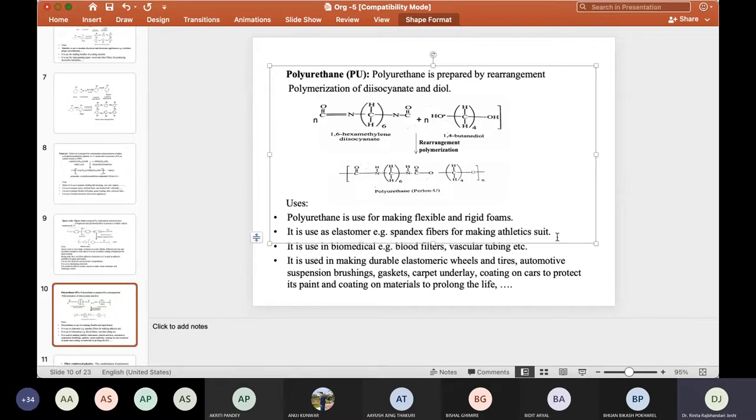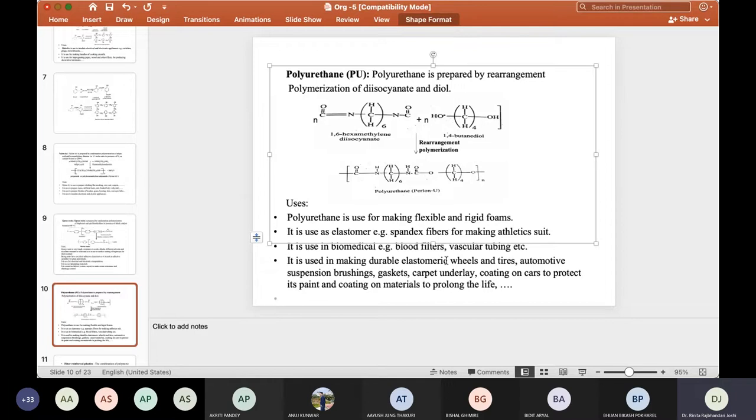Athletic suits, maybe swimming suits, maybe others, which follow the motion of your body. It is suitable because it has an elastic property. It is used in biomedical applications, for example blood filters as well as vascular tubing. This is also used in biomedicals for blood filters, blood tubes, nerves.